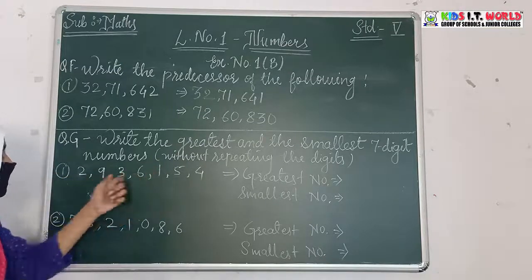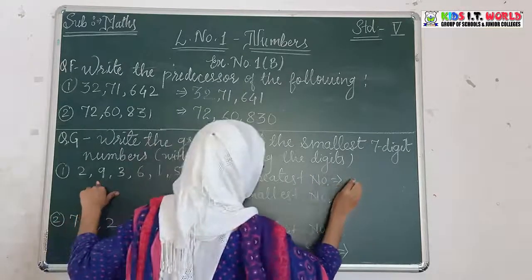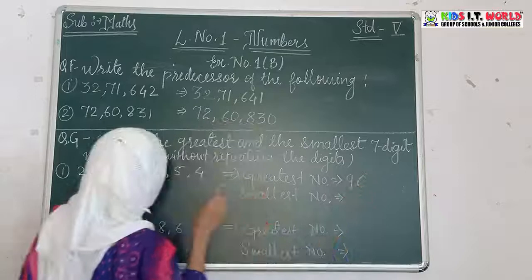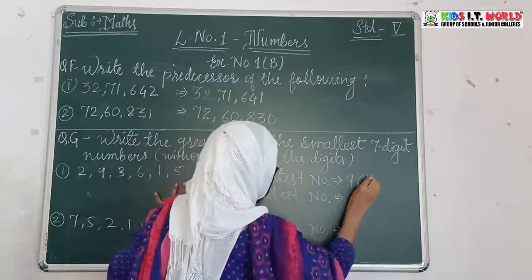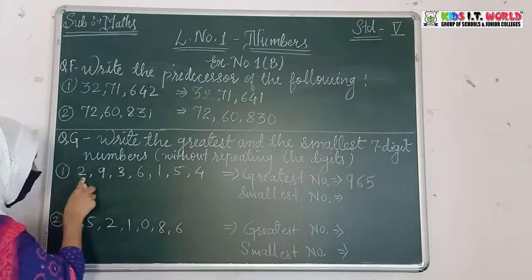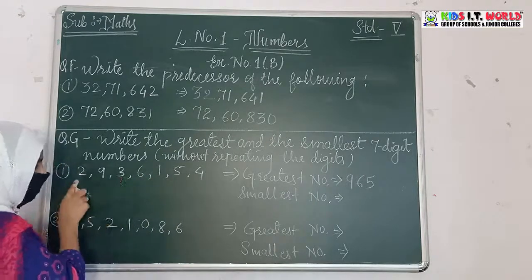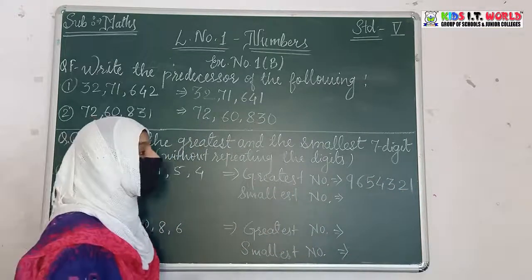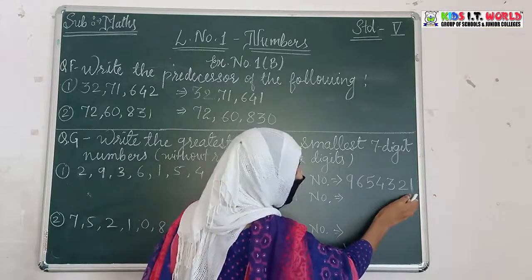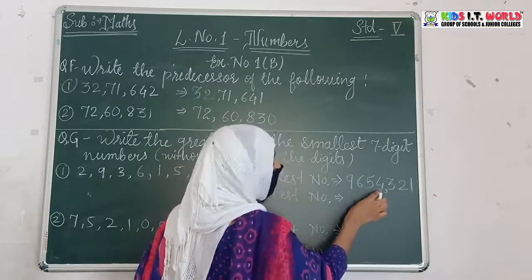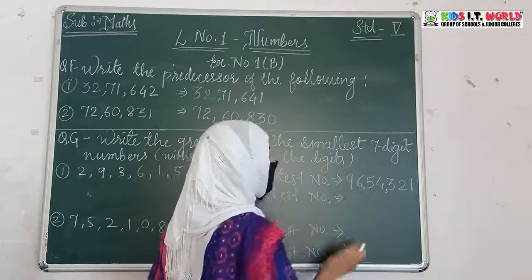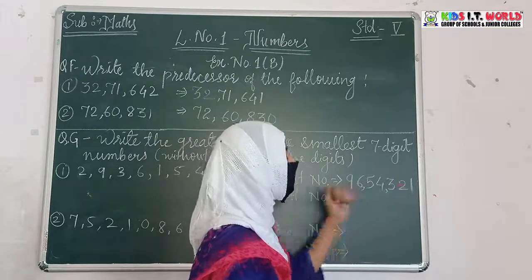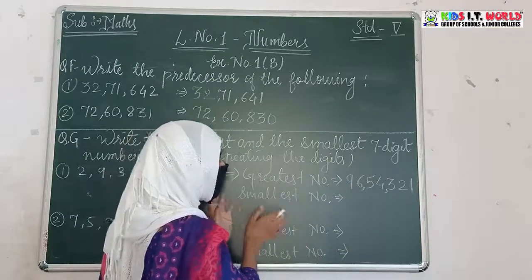So here which number is greatest? 9. After 9, which number is greatest here? 6. After 6, 5. Then 4, 3, 2, 1. Now we have to put the commas to separate it by the periods. So ones, tens, hundreds, comma, thousands, ten thousands, comma. So it is the 7-digit largest number. It is 96,54,321.